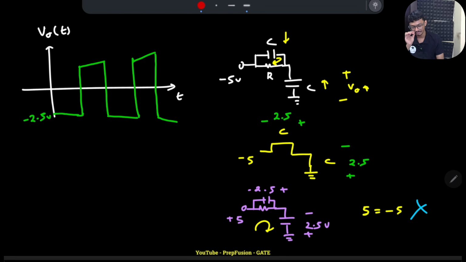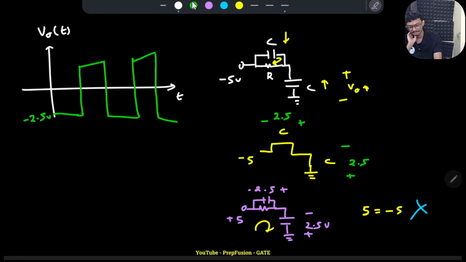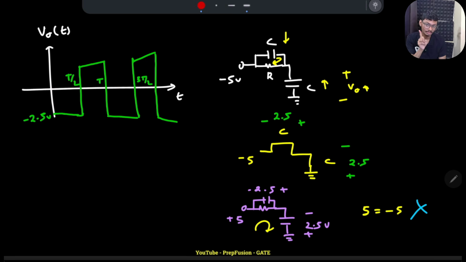But what I want you to write down in the comments below is what will be the area of the impulses that I will observe at half time periods, capital T by 2, capital T, 3T by 2, the magnitude of the area at different time periods of the impulse. Are those same or not? And what is the exact value of the magnitude of the impulse? I want you to write down in the comments below and let me know.